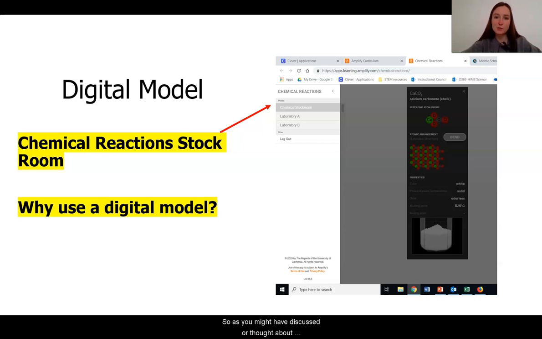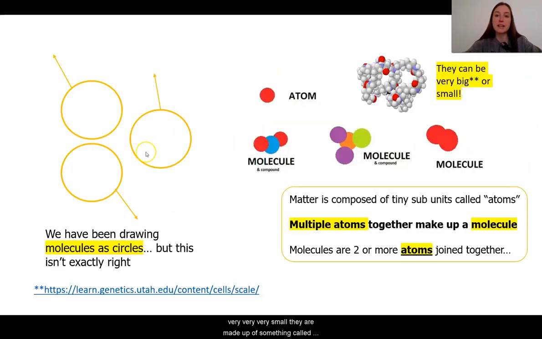So as you might have discussed or thought about, the digital model is allowing us to see these substances at the atomic or the molecular scale. What I mean by that is what we can see when we look around is all the macroscopic scale. We can see it with our eyes, we can make these observations. But we found out that the things that make up these materials or substances are actually very, very small. They are made up of something called atoms or molecules.